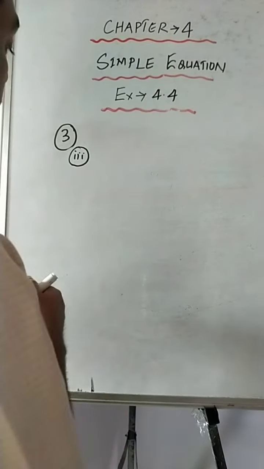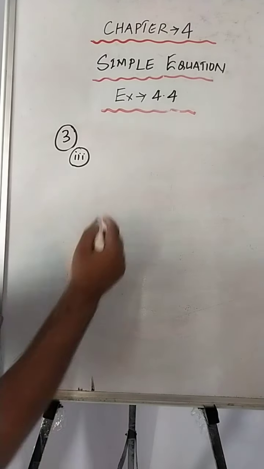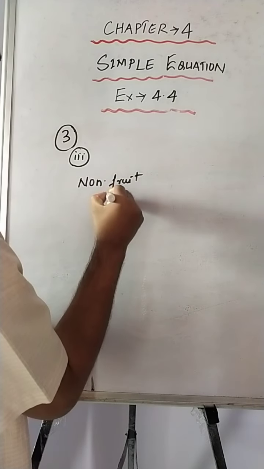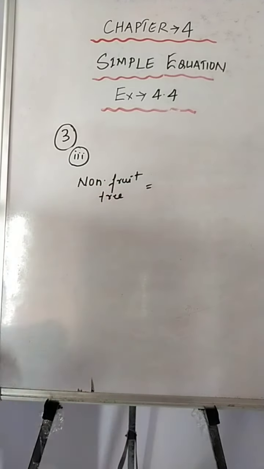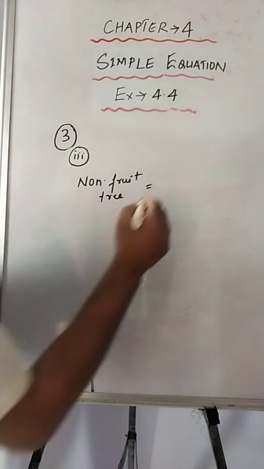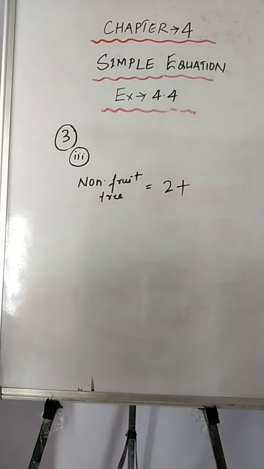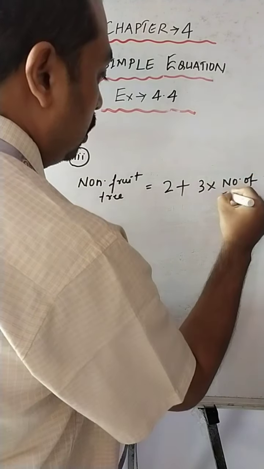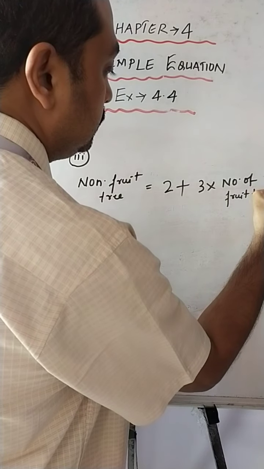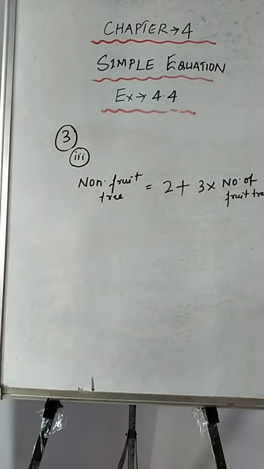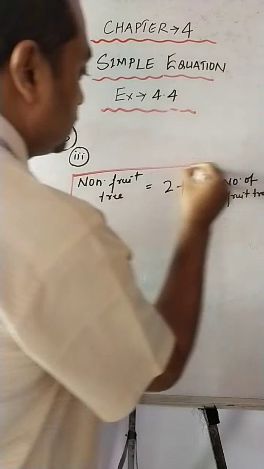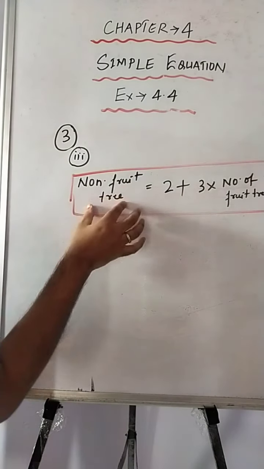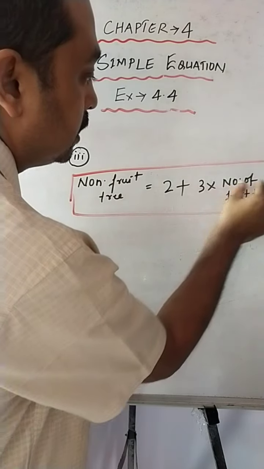Now we'll frame the equation. So what they have said, the number of non-fruit trees would be equal to what? 2 more than 3 times the number of fruit trees. So this is the equation that we have obtained from the third sentence of the question. Fine, and this is your required equation, boys. So non-fruit trees is equal to 2 more than 3 times the number of fruit trees.